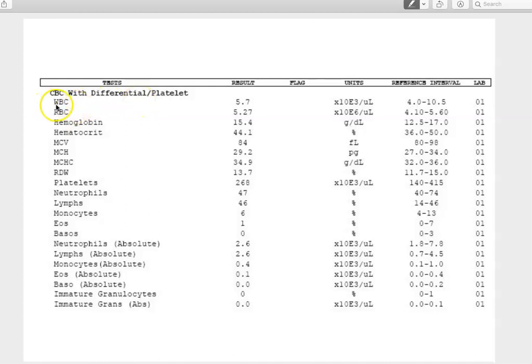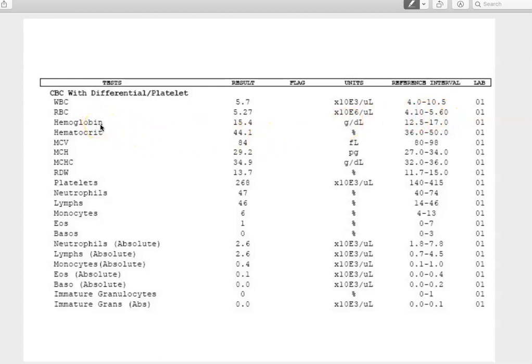So let's just look at this. Here it says WBC. Your white blood cell count is 5.7 times 10 to the third. So it's 5,700 white blood cells. This is normal. Usually, once it goes above 11,000, you know you have some kind of infection. But this one's normal. Red blood cell count is 5.27 times 10 to the 6. So it's 5.27 million. This is normal too. Here's our normal right here.